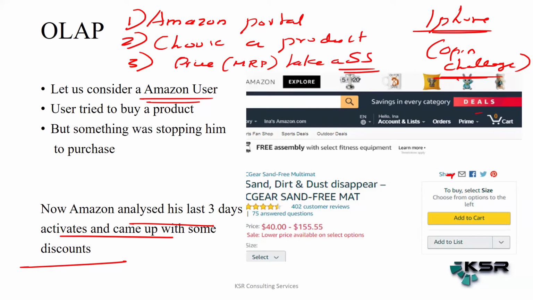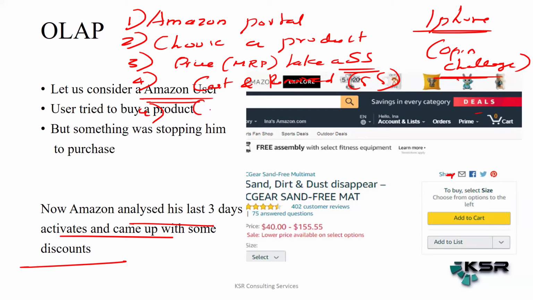Next step is browse it for some time and add it to the cart and remove it. Take a snapshot again because I need to know whether you have added it or not. I need to have the timestamp when you have taken a screenshot. If you simply say that day one I browsed it and day four nothing has happened, I'll not believe. The only way I'll believe you is screenshots.